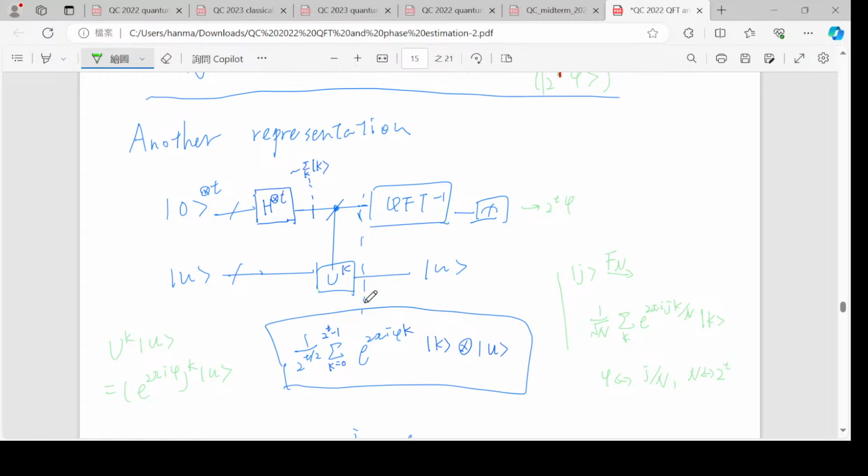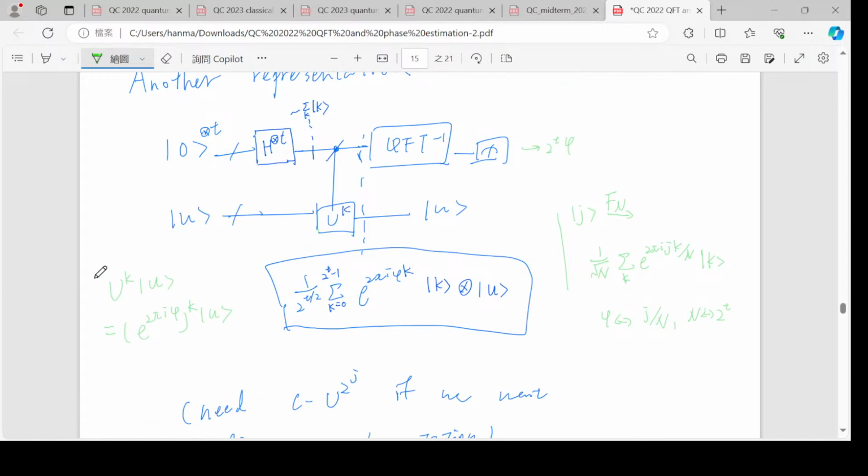And yeah, because you can check that U to the k: U is e to the 2 pi i phi to the k-th power U. And so after you apply all this, the U part is still U, so you can just phase kick back everything to the first qubit. And so here you just get this: sum over all possible k from 0 to 2 to the T minus 1, e to the 2 pi i phi k, k tensor U.